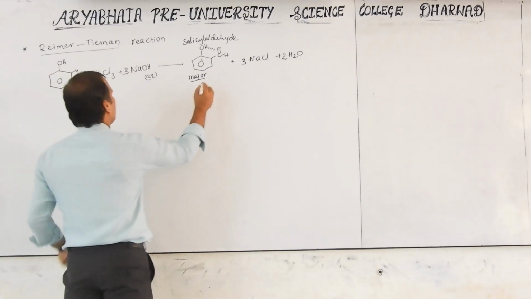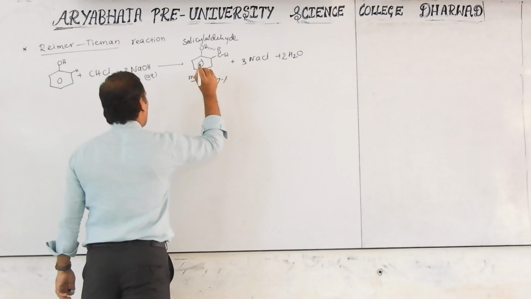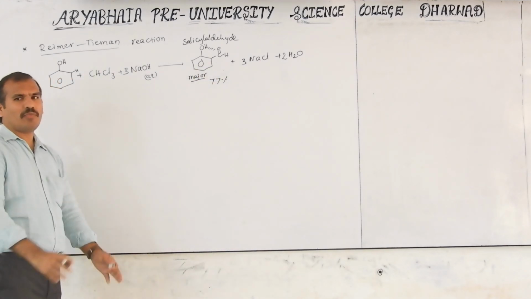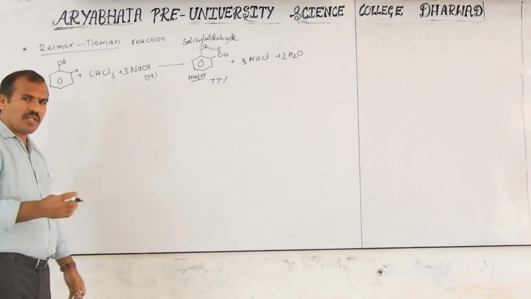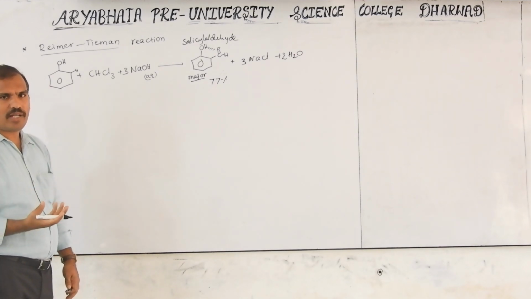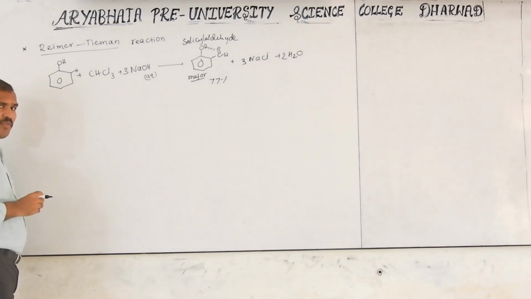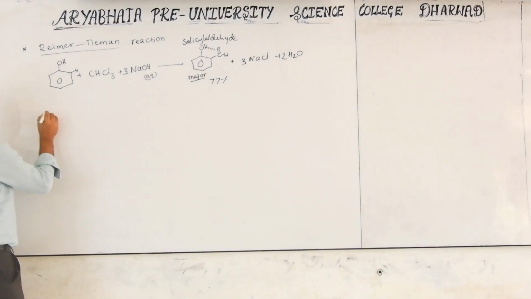Nearly 77% is formed, according to one of the books. The remaining is how much? Nearly 23%. That is a very minor product. Now, a little bit of mechanism is also given in my textbook, so I will discuss that here.